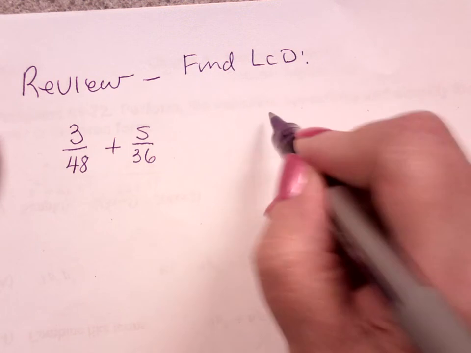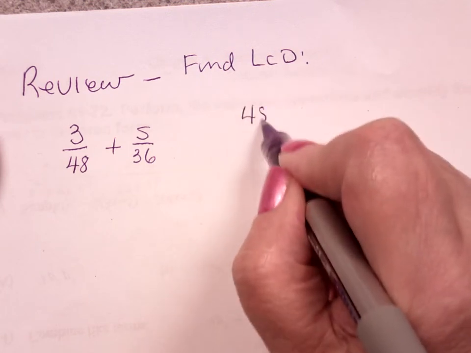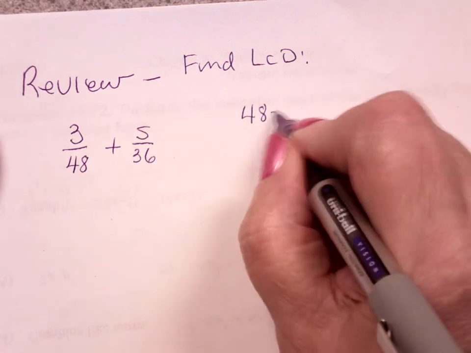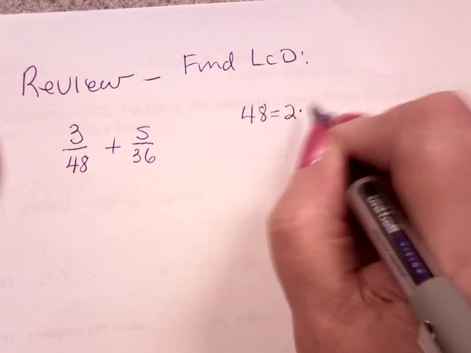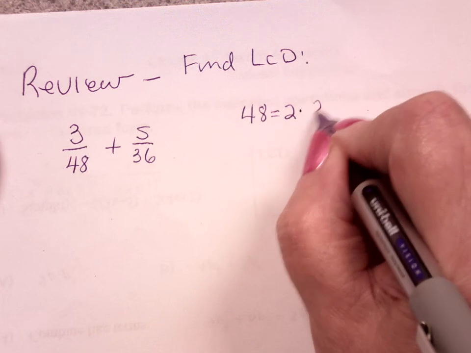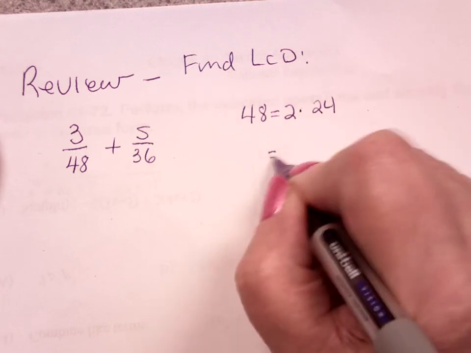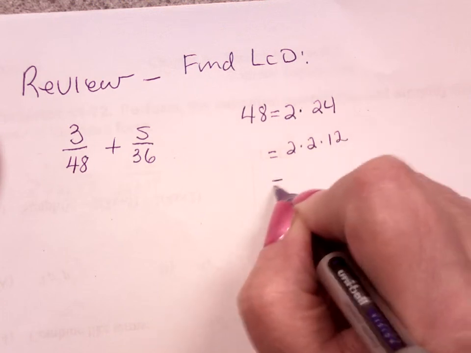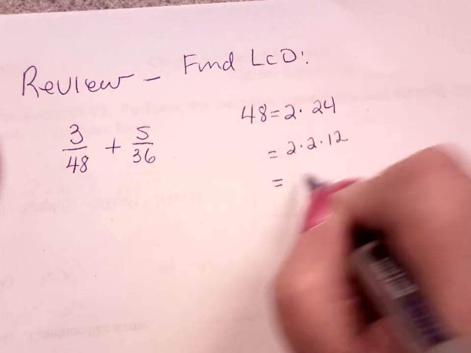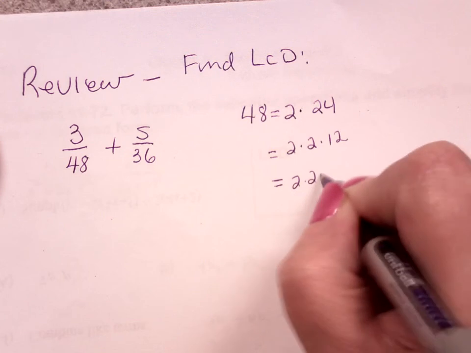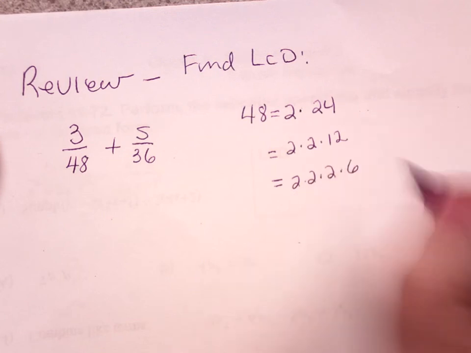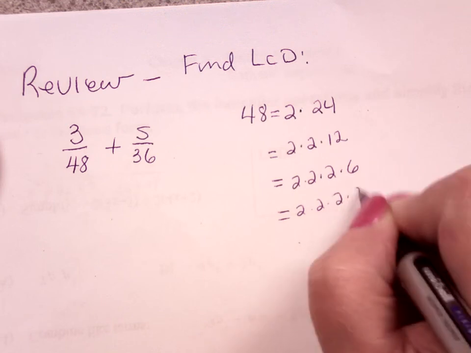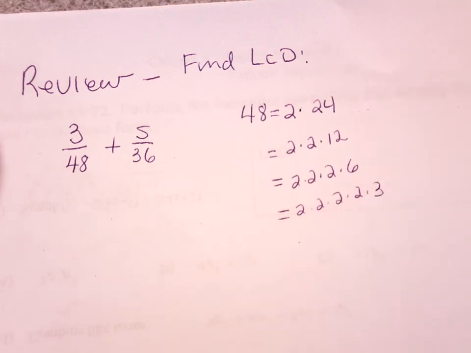So the first thing I do is I look at 48, and I want to break 48 down into its prime factors. Well, 48 is 2 times 24, which is 2 times 2 times 12. Some of you like to use trees. I'm not very good at trees, so 2 times 2 times 2 times 6, which is 2 times 2 times 2 times 2 times 3. So that's what 48 is.